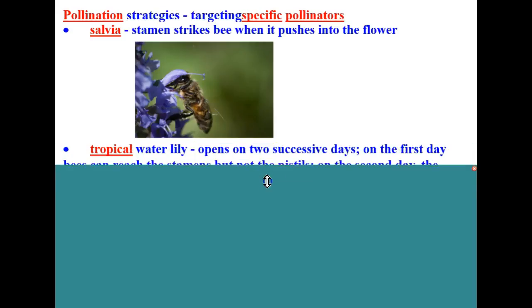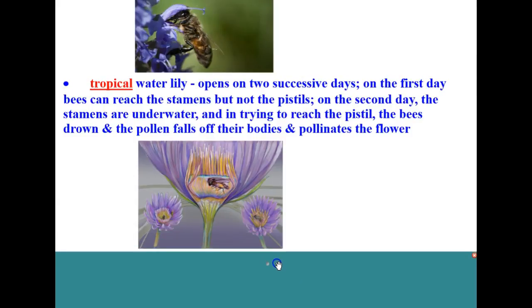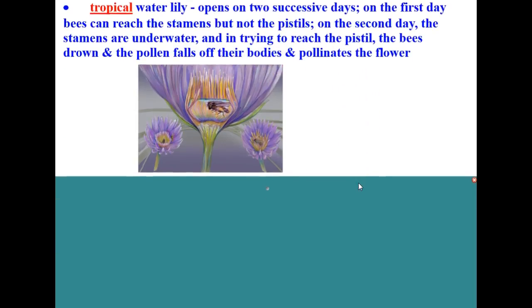The tropical water lily is pretty interesting. It opens on two successive days. On the first day, bees can reach the stamens but not the pistil. On the second day, the stamens are underwater, and in trying to reach the pistil, the bees drown and the pollen falls off on their bodies and pollinates the flower. So pretty interesting pollination strategy for the tropical water lily.